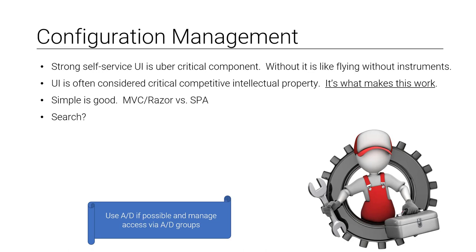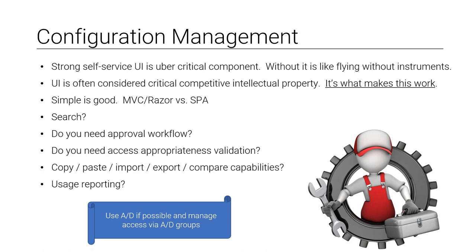If you only have 100 to 150 settings, you can scroll. Why write a search capability? If you have 150,000 settings, then it probably makes sense.